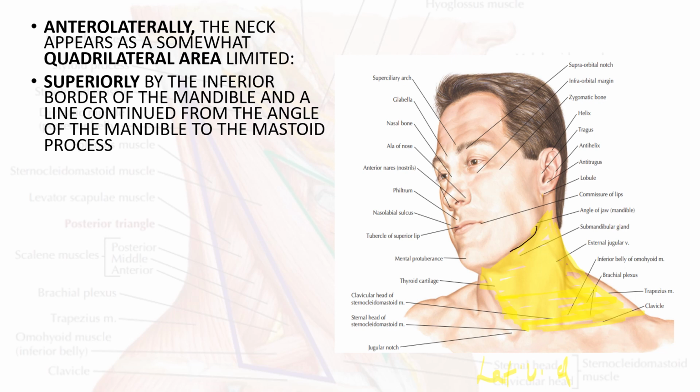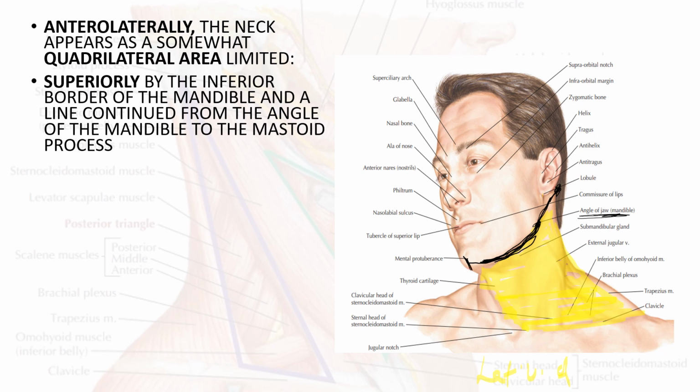This is the border of mandible, so base of mandible or border of mandible, and this is the angle of the jaw or angle of the mandible. Here we have the mastoid process, so there is an imaginary line joining these 2 points. Which points? Angle of mandible and mastoid process. So this forms the superior boundary of this quadrilateral surface till the symphysis menti.